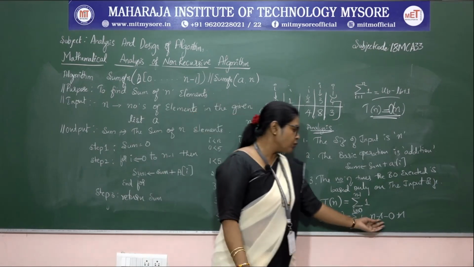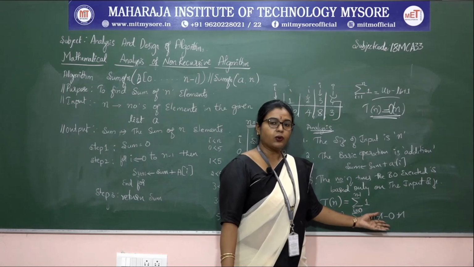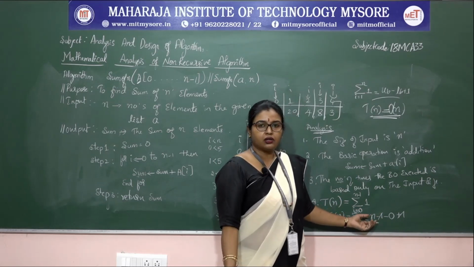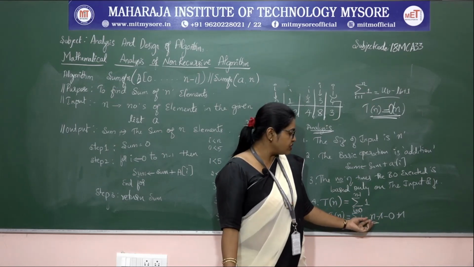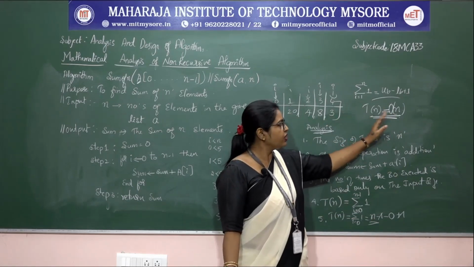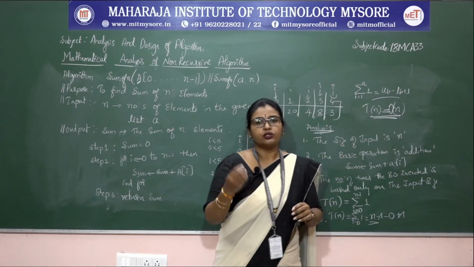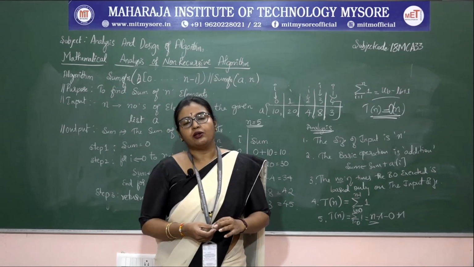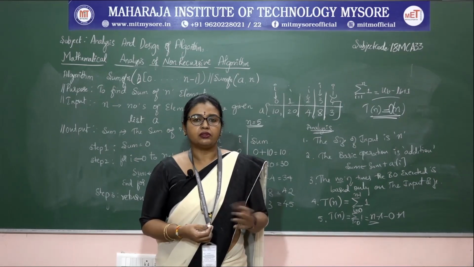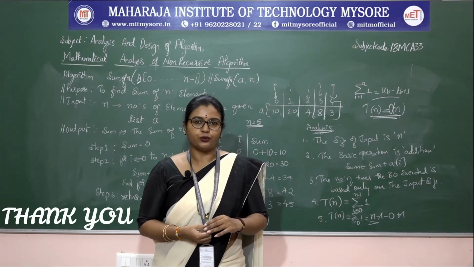Also, in the equation we didn't get any constant factors. The highest order term of this equation is n itself, that means n times. So T of n belongs to big O of n. It is going to take all the input values and perform the basic operation for all the n times. Thank you.